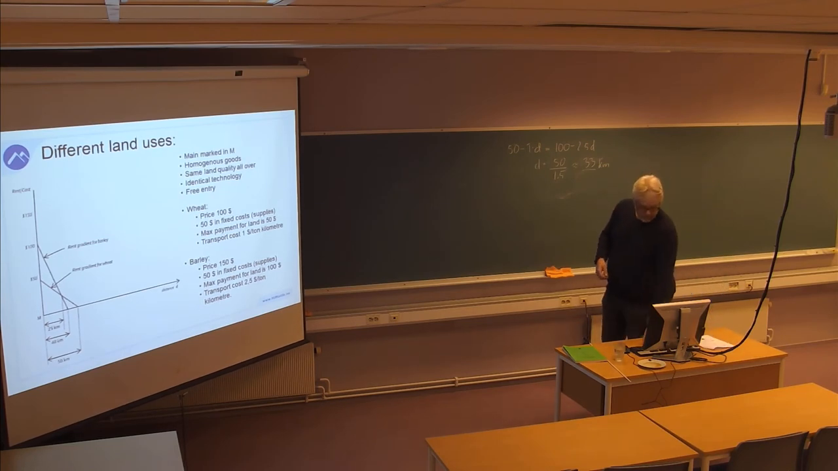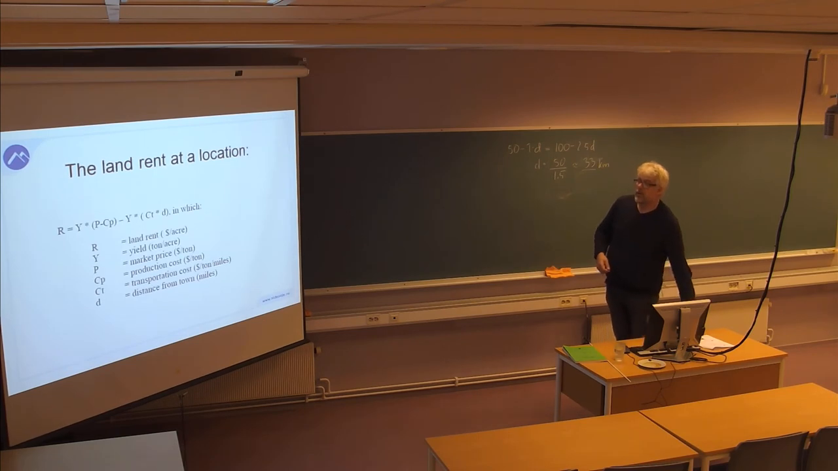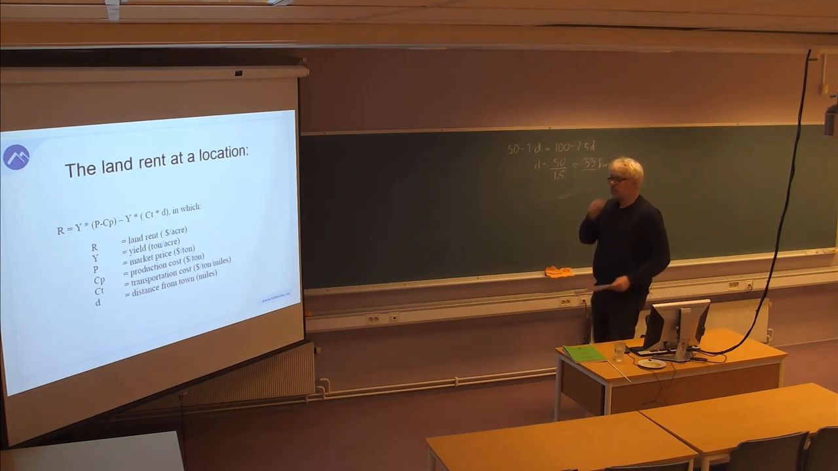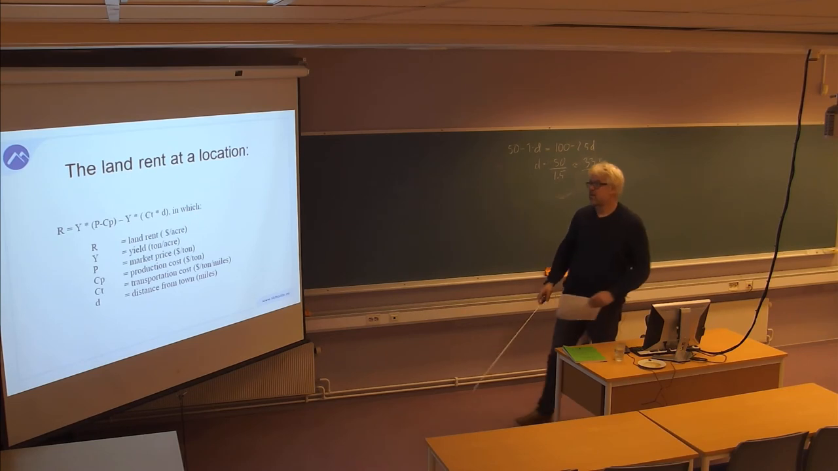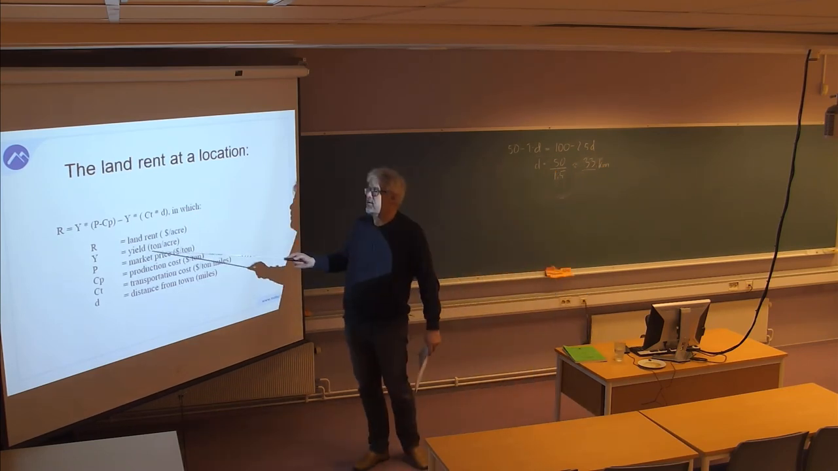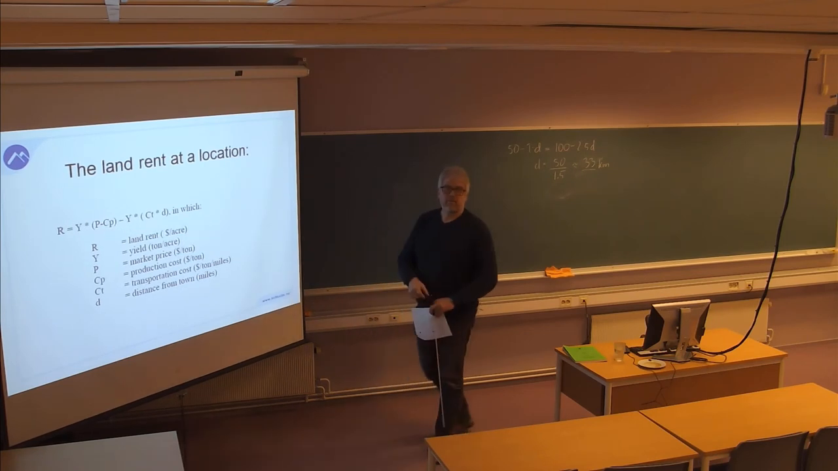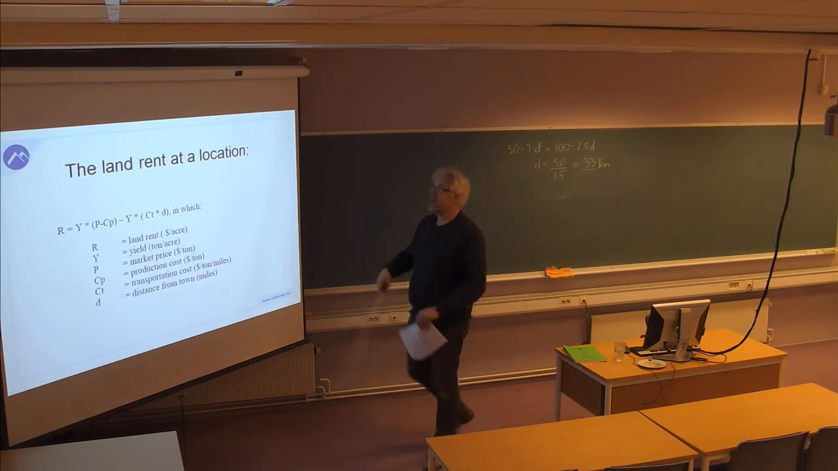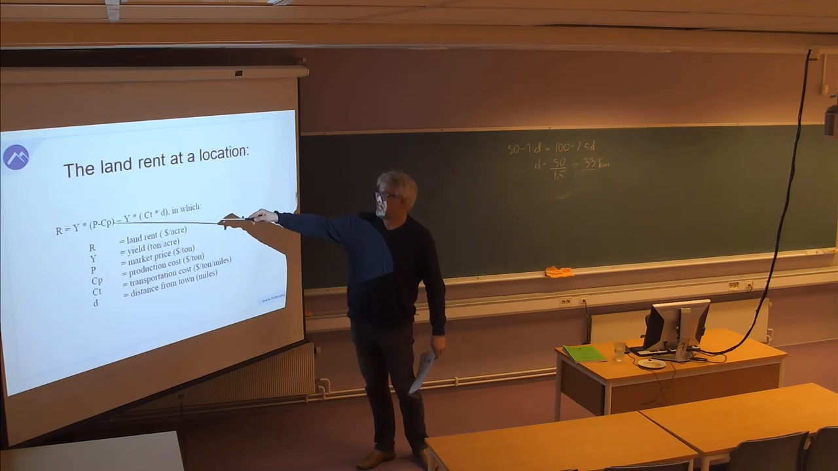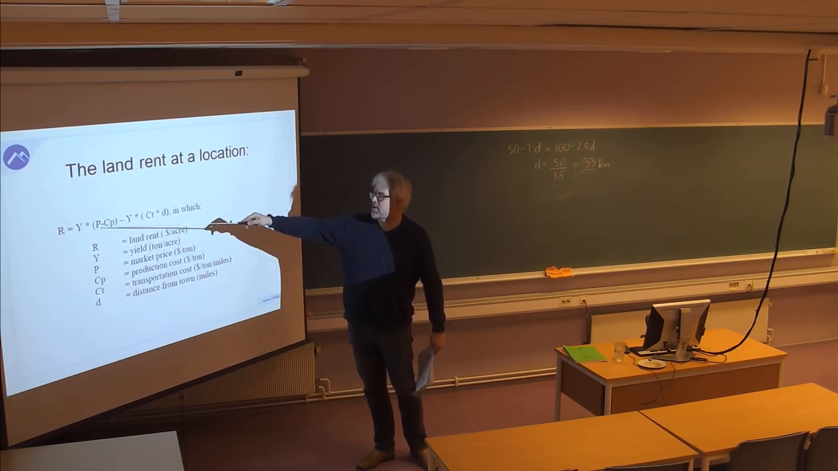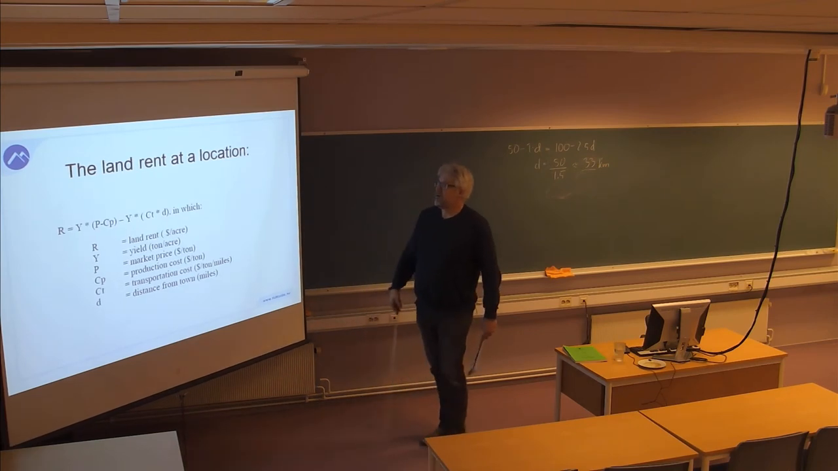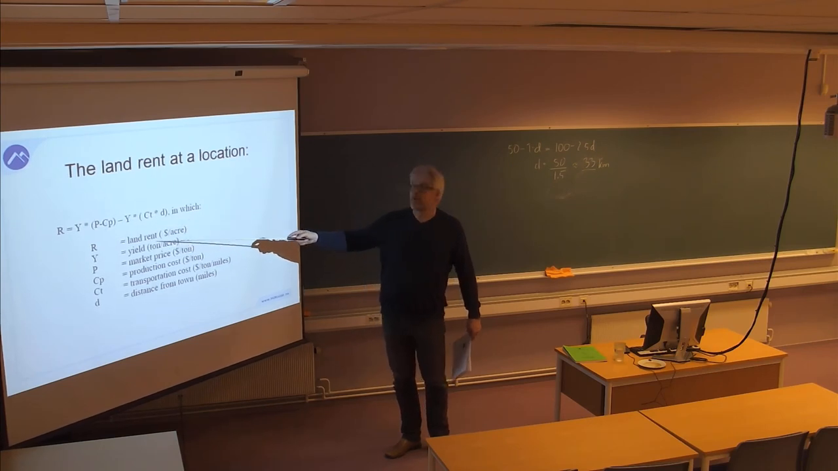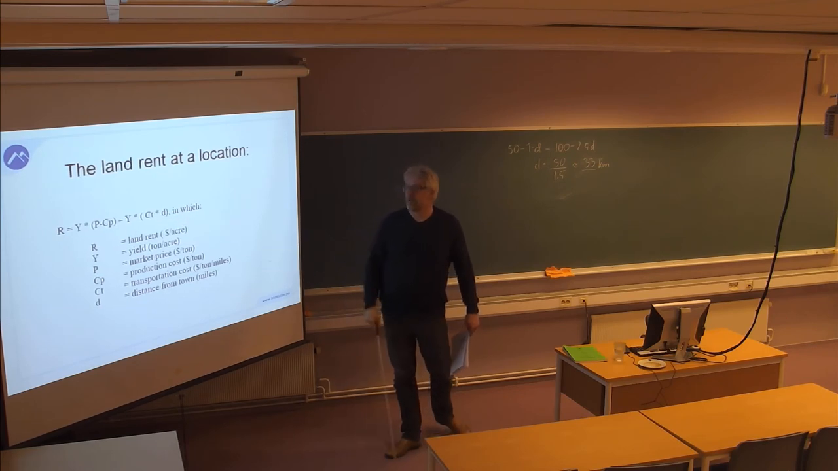So in general terms, we can say that the land rent at a location is equal to the yield, tons per acre, what you get out of your production capacity. In this case it is land, times the net profit that you get, which is the market price minus the production costs, and then minus the yield that you need to transport to the center, times the transport costs and the distance.